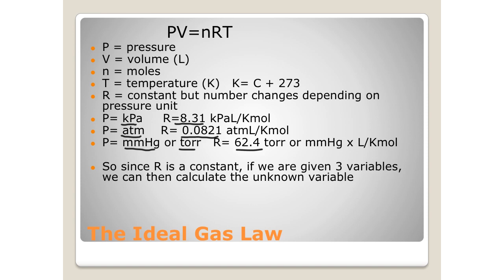Now what makes this different than the ones that you guys did before is that there's no before and after. So when we were doing like Boyle's and Charles and Gay-Lussac's and the combined, we had a P1 and a P2 and a V1 and a V2. There was always a before and after. Ideal gas law lets you figure out what's going on right now. So you don't have to know how it changes. It's what is going on right now.